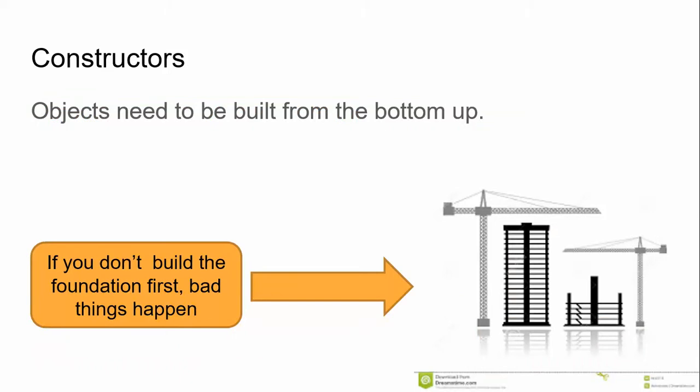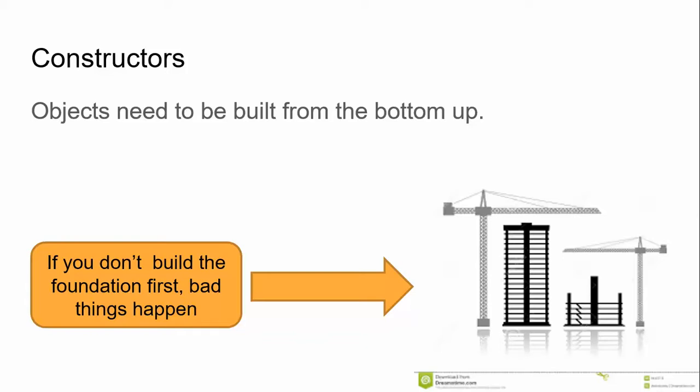All right, so we have to talk about constructors now. A constructor is that special function that builds an object when it's created. And when you have inheritance, you have objects built on top of objects, built on top of other objects. It is very important that the constructors be called in a particular order. So imagine you're trying to build a skyscraper and you try to build the top floor first. Bad things are going to happen. You need to build the lowest level object first, right?